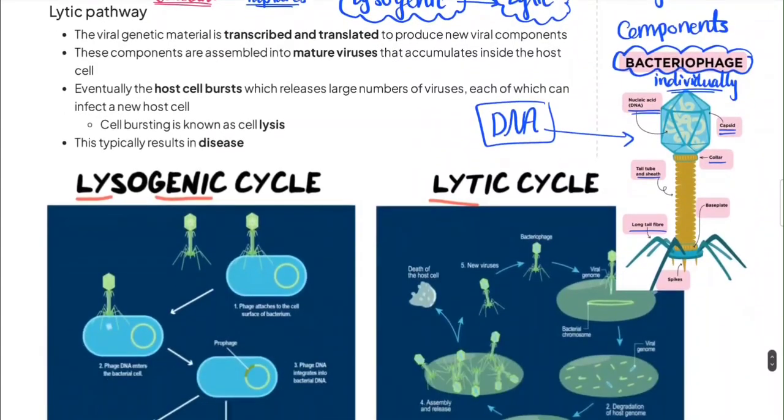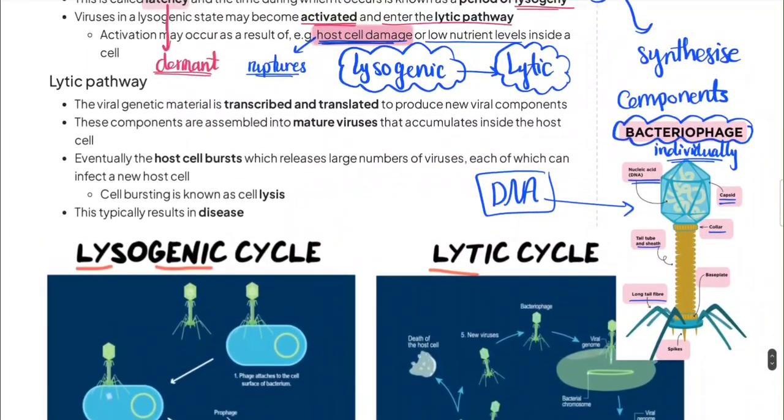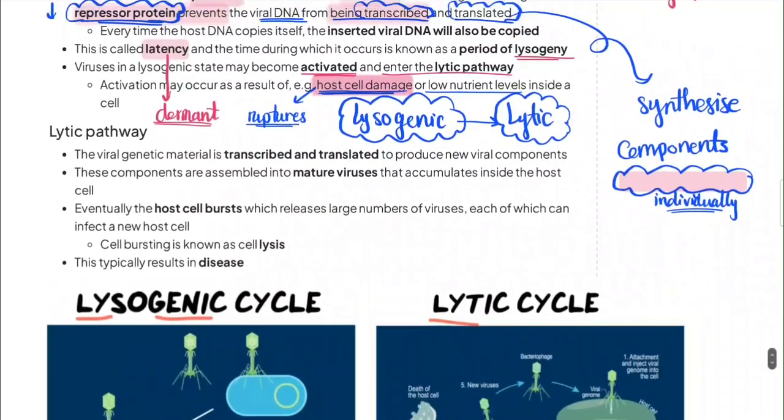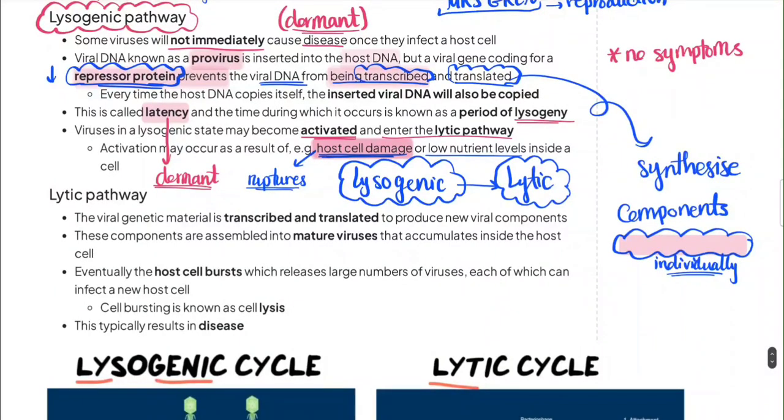Now moving to the lytic pathway, then we're going to summarize both. Okay, as you can see here, in the lytic pathway the viral genetic material is transcribed and translated to produce new viral components, which we discussed here. These components are assembled. We connect them just like Lego blocks, to form the whole virus into mature viruses that accumulate inside the host cell.